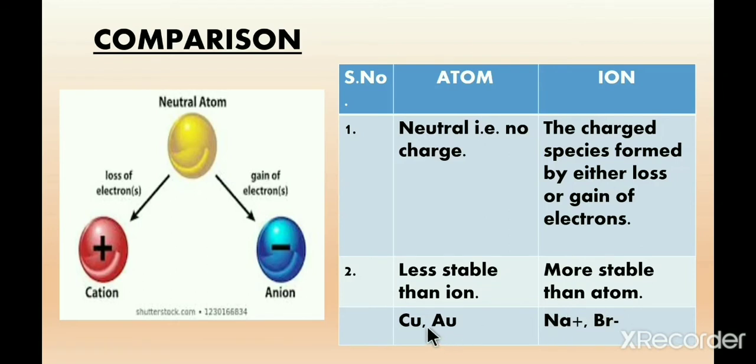Examples: atoms are gold atom Au, copper atom Cu, iron; sodium ion which is a cation, and bromide which is an anion. So students, here we have achieved the fourth learning outcome, that is now you are able to compare an atom with an ion.